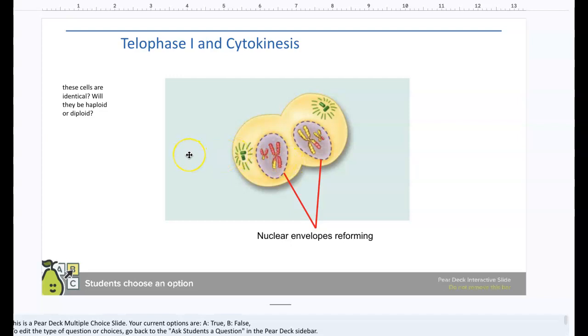So are these cells identical? Will they be haploid or diploid? So if you could go ahead and take the chance to answer that. And I'll just wait for a second, pause the video here.